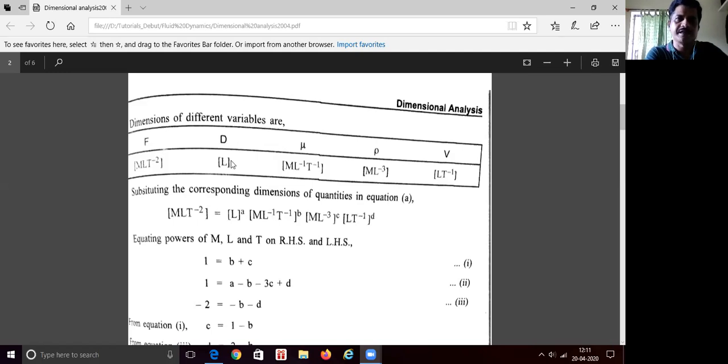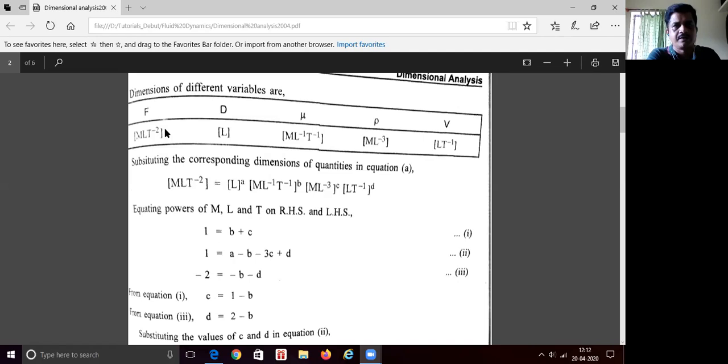That is, it has only length dimension. Mu, last class I have shown you, ML minus 1 T minus 1. And rho, that is kg per meter cube. Kg is measured in M, per meter cube, so L raised to minus 3, meter cube means length dimension. Similarly velocity means meter per second, LT minus 1. These are all the dimensions. We should know all these dimensions, then only we can solve the problem. You need not remember all these dimensions, but you should be in a position to get these dimensions by knowing the unit of the physical quantity.